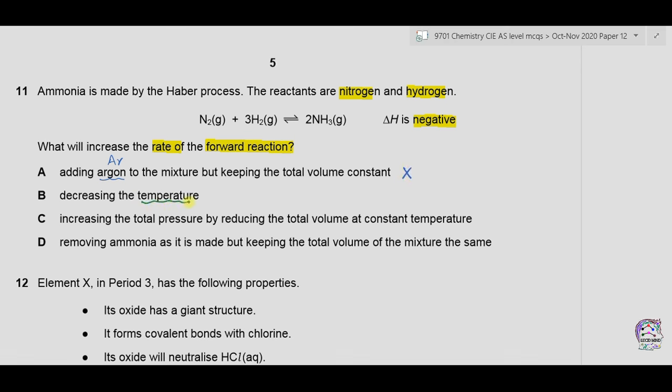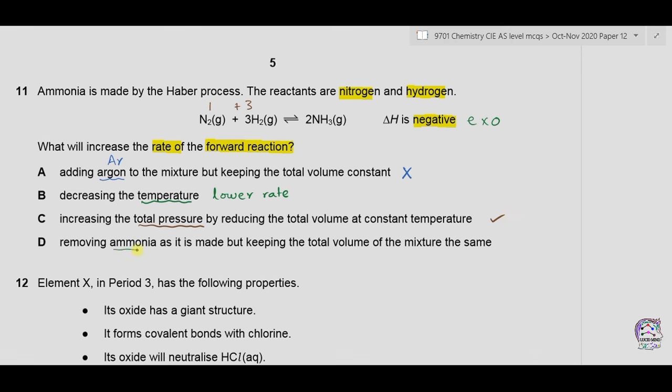B. Decreasing the temperature. As the reaction is exothermic in nature, decreasing the temperature will lower the rate of reaction. This is because fewer collisions will occur. C. Increasing the total pressure by reducing the total volume at constant temperature. When pressure is increased, the molecules will come close together and the rate of reaction will also increase. Now we can see that we have more moles of the reactants, so therefore the rate of reaction will be more in the forward direction. So C is correct.